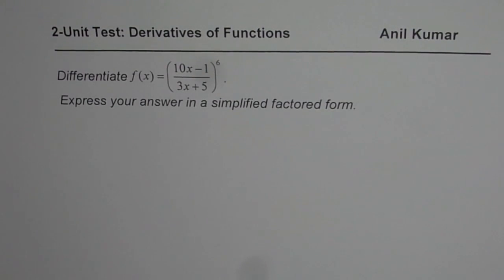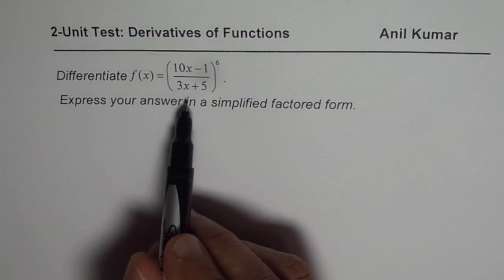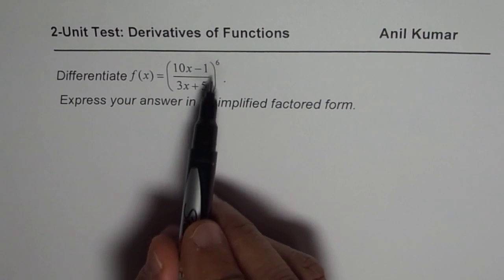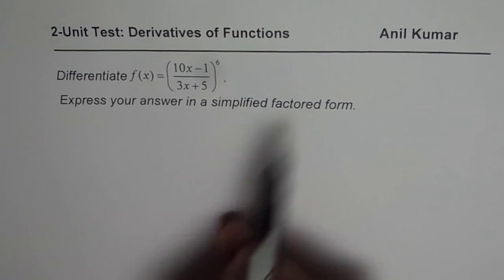I'm Anil Kumar, and now we will understand how to find the derivative using the quotient and chain rule and how to simplify such an expression. We have an example here. f(x) equals (10x minus 1) divided by (3x plus 5), to the power of 6. Express your answer in a simplified factored form.